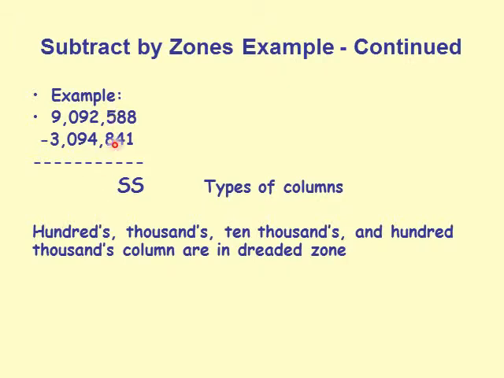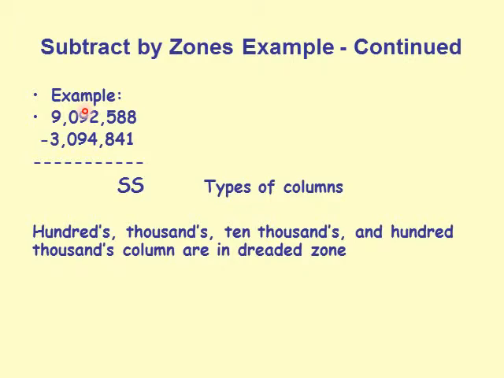Hundreds column, 5 minus 8: our player is worth 5 and the challenging player is 8, so it's a deficient column. We need help. Let's look at the next one. Thousands column, 2 minus 4, it's still deficient. So the dreaded zone starts here, and the thousands column is in the dreaded zone.